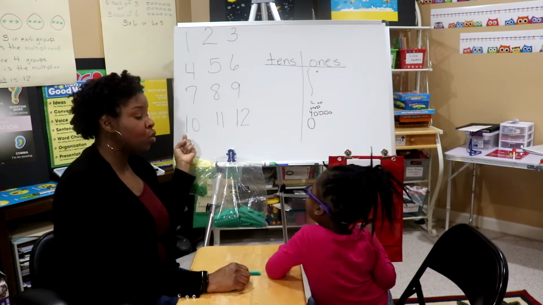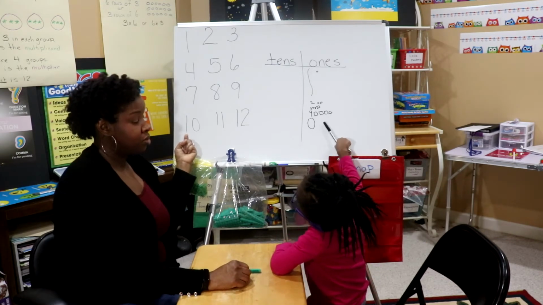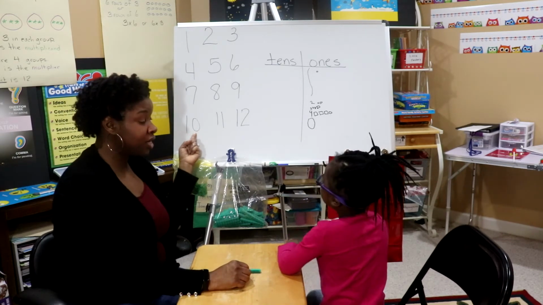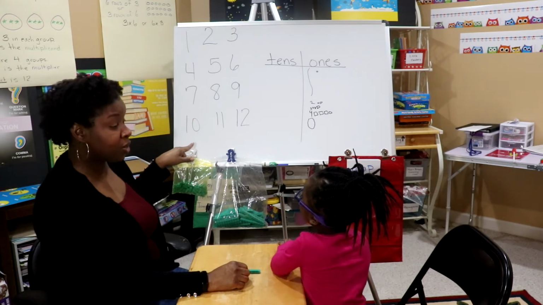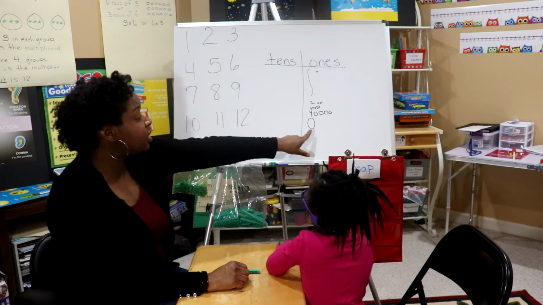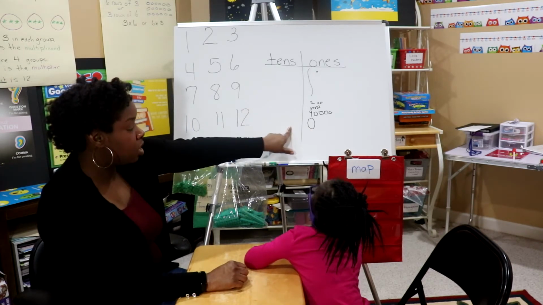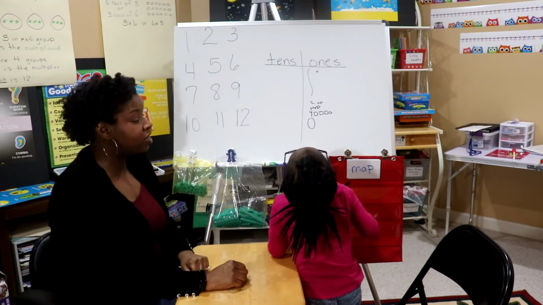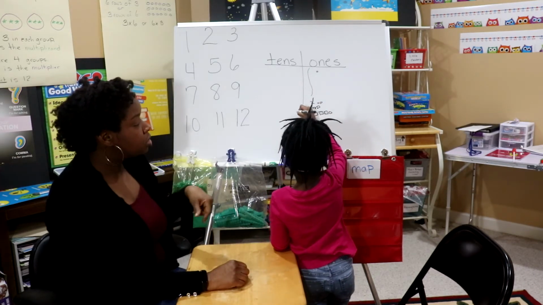Now, where is the 1 going to go? So the 1 and the 0 is going in the same column? They have to go in separate columns. So if the 0 goes in the ones column, the 1 has to go in the 10. So place the 1 there, and then we're going to explain why. Place it right next to the 0.